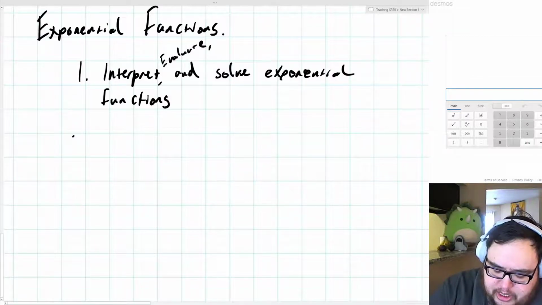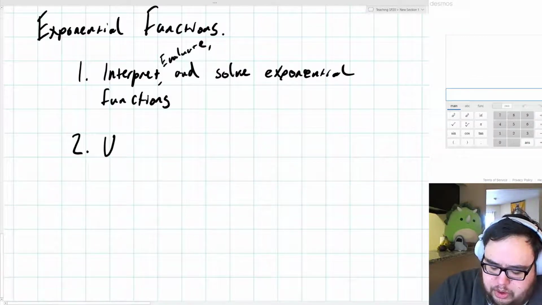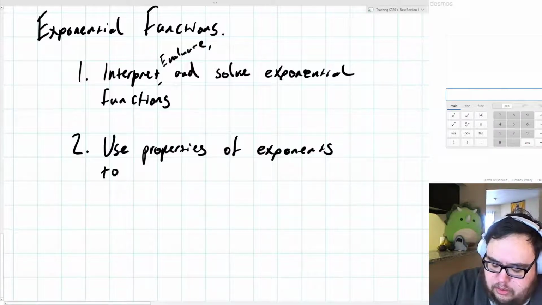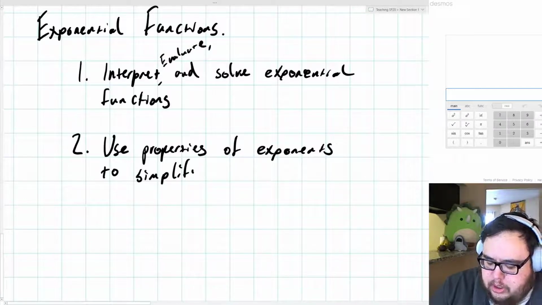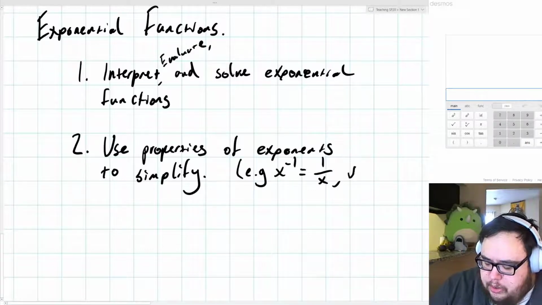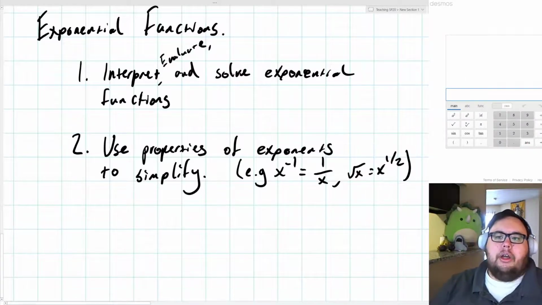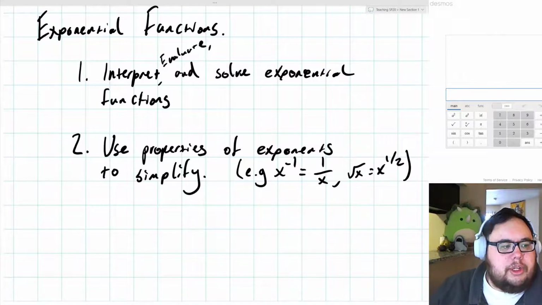And as a secondary objective, you need to be able to use properties of exponents to simplify. This is the stuff like x to the -1 is equal to 1 over x, the square root of x is equal to x to the 1/2. Those sorts of things, right? Those exponent properties that we talked about close to the first day of this unit.